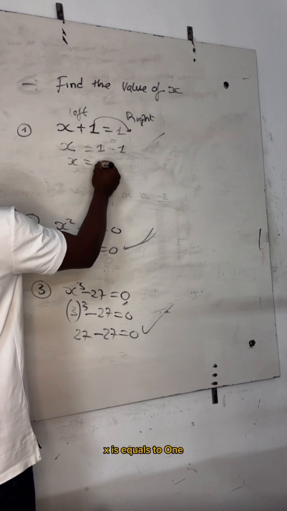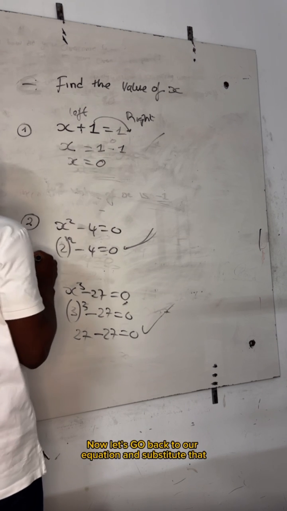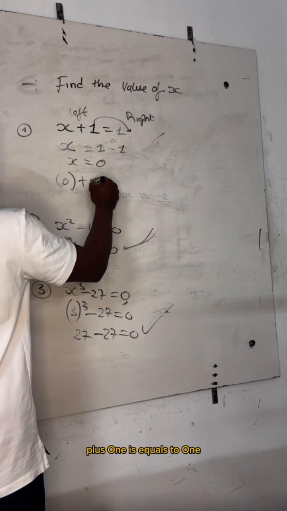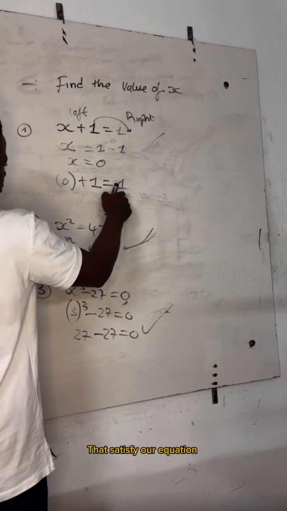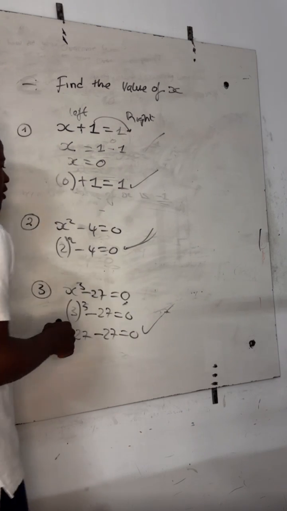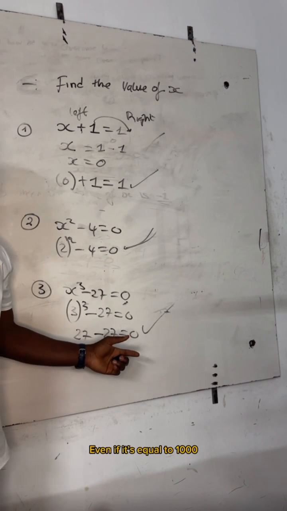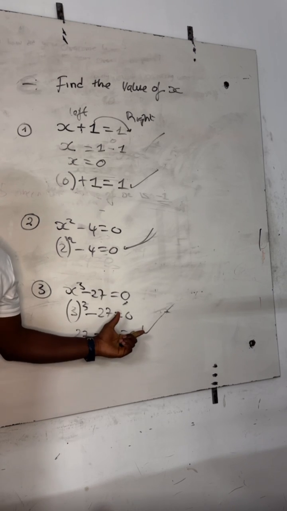Now x is equal to what? 1 minus 1 is 0. Now let's go back to our equation and substitute that. So this is 0 plus 1 is equal to 1, because 0 plus 1 is equal to 1. That satisfies our equation. For everything, you can do it the same way. Even if it's equal to 1000, you are going to calculate it out and it's going to give you the answer.